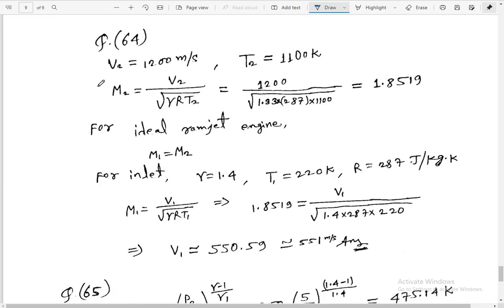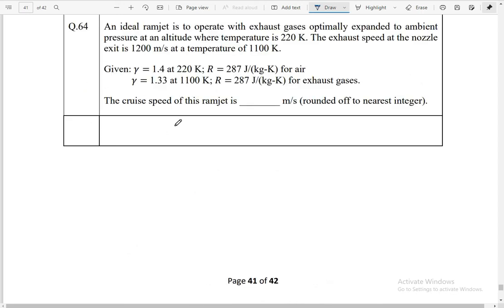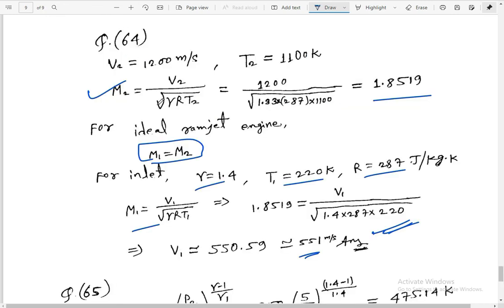So V2, T2, M2 represent exhaust. For an ideal ramjet engine, M1 is equal to M2. For inlet, these values are given. Once we find M2, M1 equal to M2, so M1 is equal to 1.8519. From that we can find the V1 value. So V1, the inlet velocity, is around 551 meter per second, because it asks for the cruise speed of the ramjet rounded off to the nearest integer, so it would be 551 meter per second.